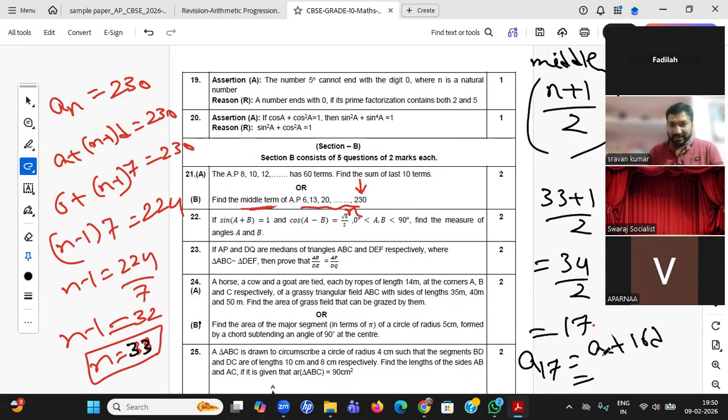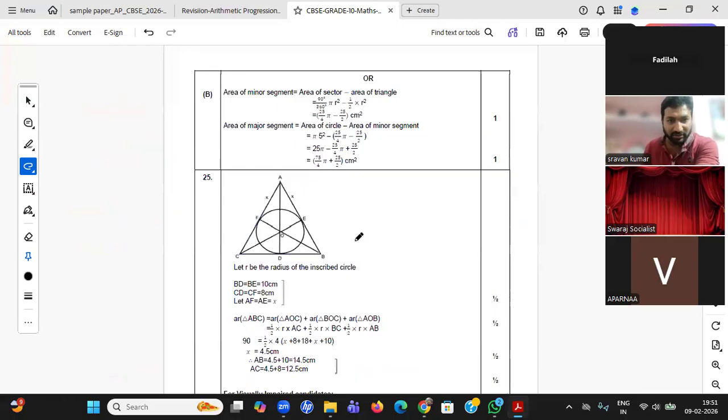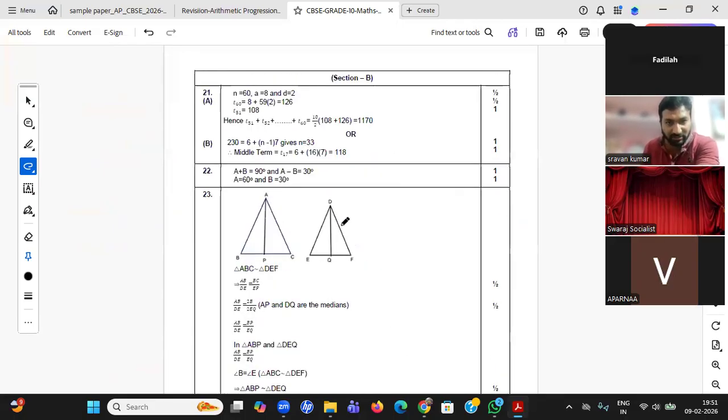a is 6 plus 16 into d, which is 7. Okay, so how much is the answer, students? 118. Yes, Rujuta, right answer. Ponnappa, 33 plus 1 by 2. Very good, Ponnappa. Harshini, right answer. So the absolutely right answer, 6 plus 112, is 118. I think the answer is right, students. No, section D. Section B, 118 is the right answer.